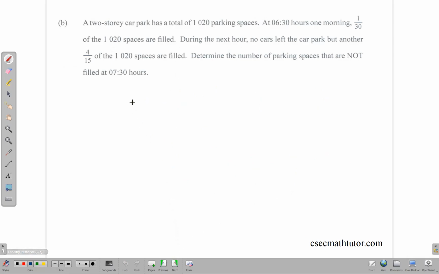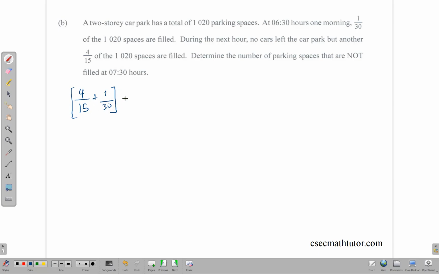Moving to the next part, it says a two-story car park has a total of 1,020 parking spaces. At 6:30 in the morning, 1/30 of the spaces are filled, and during the next hour, no cars left, but another 4/15 of the spaces are filled. It's 1,020 spaces. Determine the number of parking spaces that are not filled at 7:30. Looking at this and writing it down, we realize that we need to add 4 over 15 plus 1 over 30 to get the number of spaces that are filled.